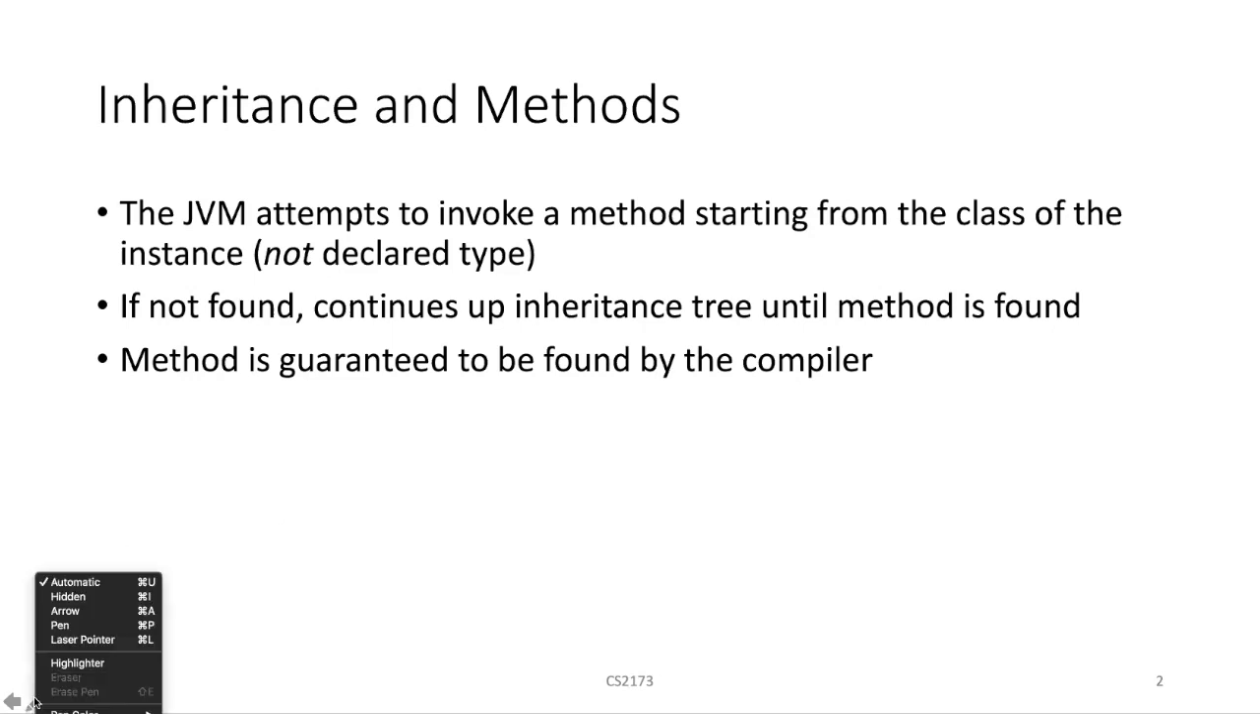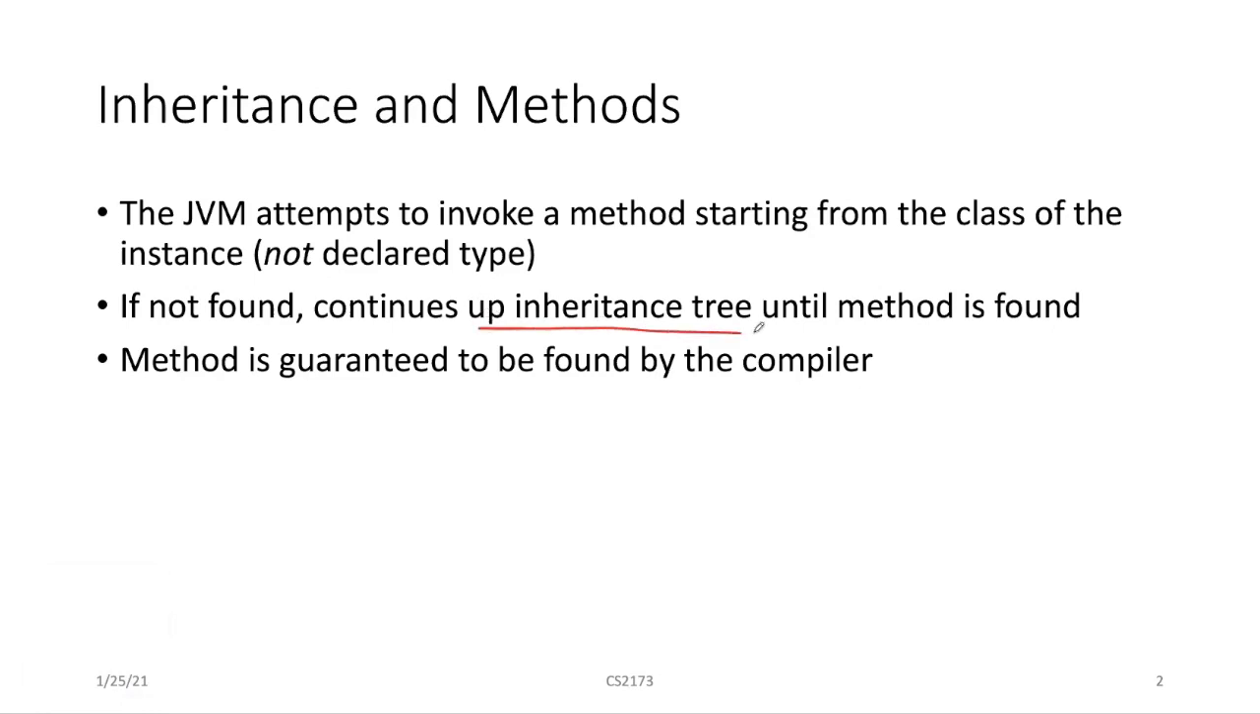In other words, what the virtual machine does is it climbs the inheritance tree until it finds the method. And again, the method is guaranteed to be found because of the strictness of the compiler.